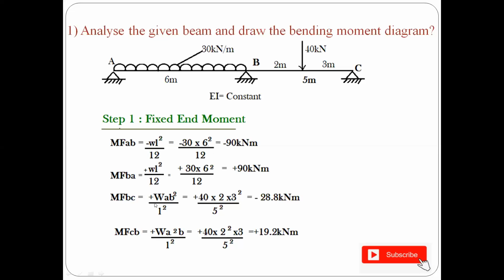Here also, that's a small mistake. It's actually minus WAB square by L square and plus WA square B by L square.